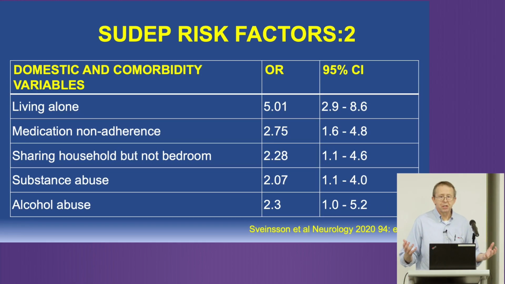What about the domestic and comorbidity variables, those other conditions that might contribute? Living alone, and this is again from the Swedish study, is a significant greater risk. So is sleeping alone, not sharing a bedroom. Not taking your meds is a risk factor. Substance abuse, illicit drug use and alcohol, are both consistently shown as risk factors. Later today, I think we're talking a little bit about things you can do to minimise the risk.